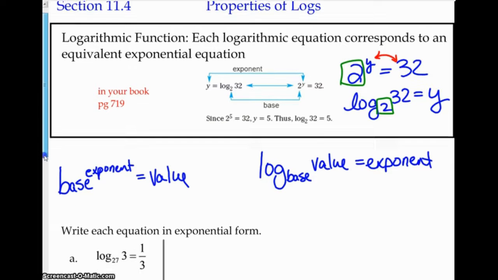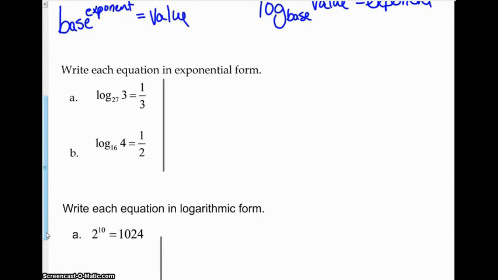So let me show you an example. This first one says, write each equation in exponential form. We have it in logarithmic form. In my head, I'm asking how we can switch these two things around. I'm going to switch the 1/3 and the 3, leave the 27 where it is, and drop the log to make it an exponent. So now it becomes 27 to the power of 1/3 equals 3.